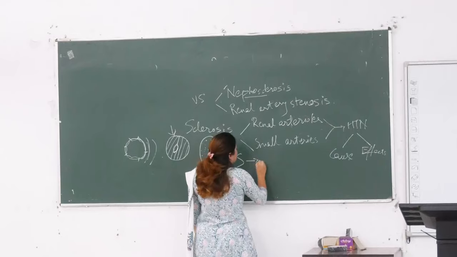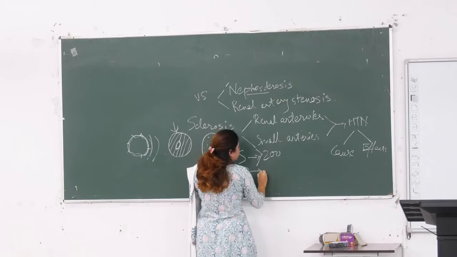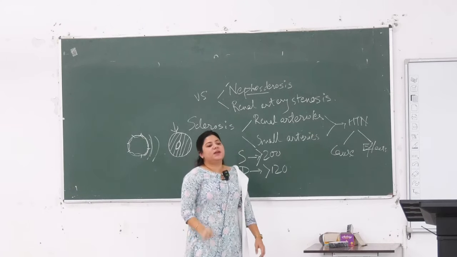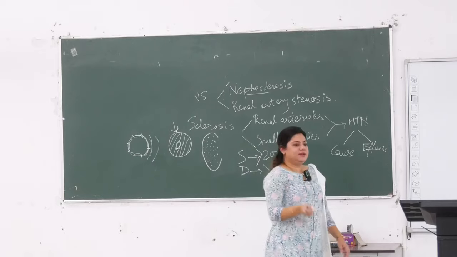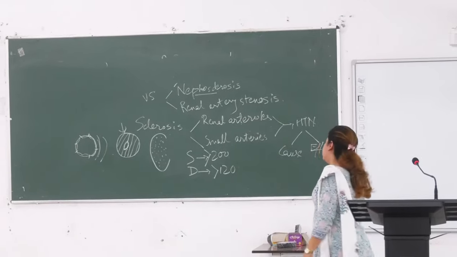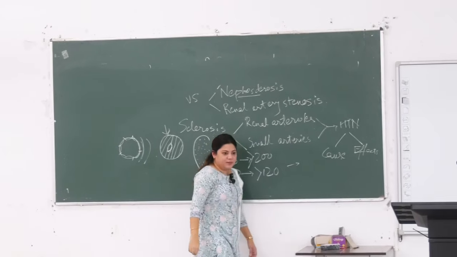When the systolic blood pressure is more than 200, 220, this is called malignant hypertension. You will see these cases. These cases will come to the hospital. Now, what happens is, in these cases, the patient usually presents with palpitations, headache.